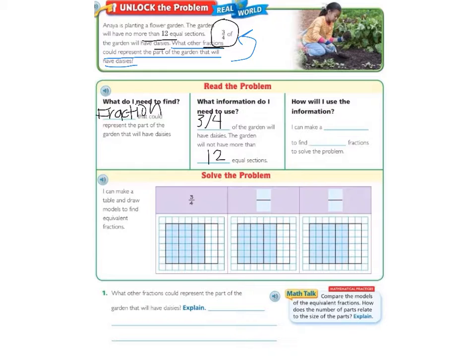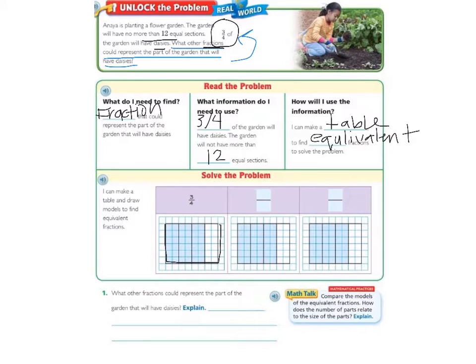Okay, and our unit is I can make a table to find equivalent fractions to solve our problem. So let's think of some of the ways we could make 3/4. Well, if we multiply 4 by 2, so here's our example.